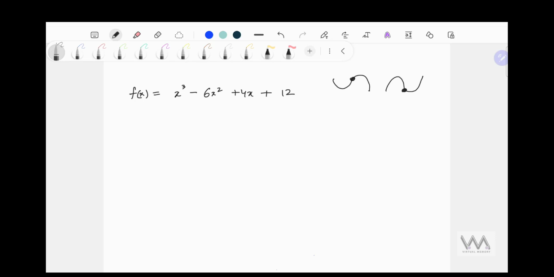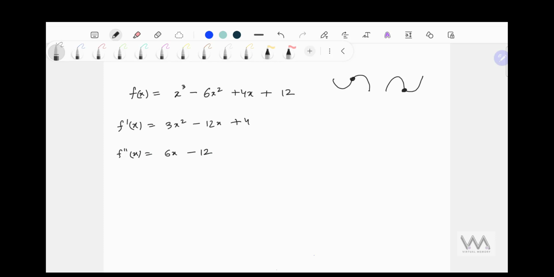So we have this equation for a curve: f(x) equals x cubed minus 6x squared plus 4x plus 12. Let's test for an inflection point for this curve. What we do first is find the first derivative. We get 3x squared minus 12x plus 4. Then we find the second derivative. We get 6x minus 12.